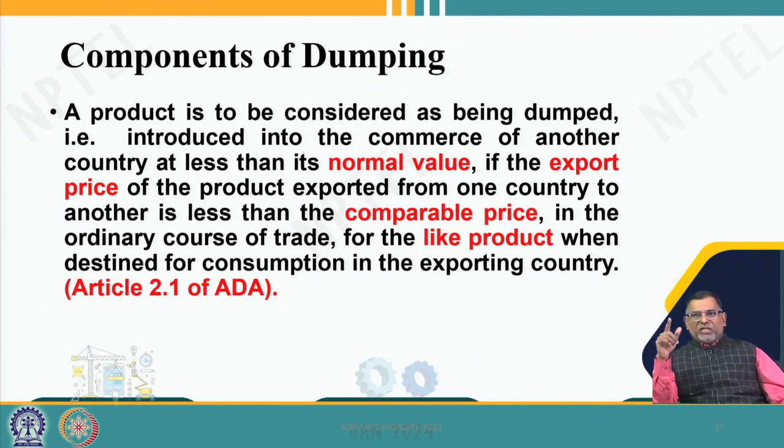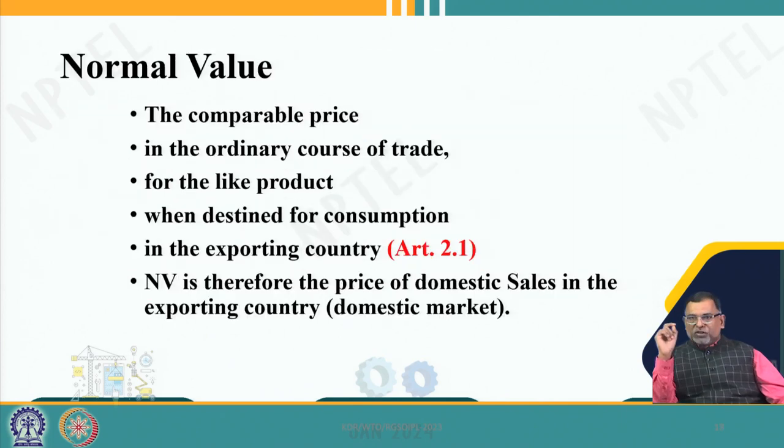If we recall the definition we saw earlier, what are the important components of the definition? One is normal value, second is export price, and then there is a comparable price for a like product. We will see these components of the definition of dumping one by one. First of all, the normal value. Under GATT it is clearly explained that there is a price comparison between the export market and the home market, or the normal value is the price at which the product is sold in the exporting country or domestic market.